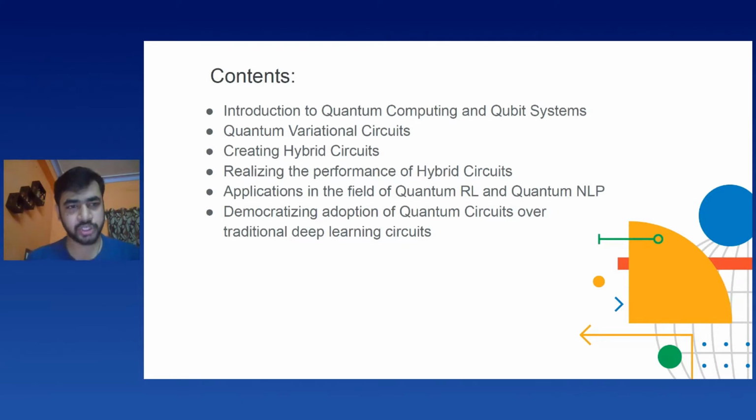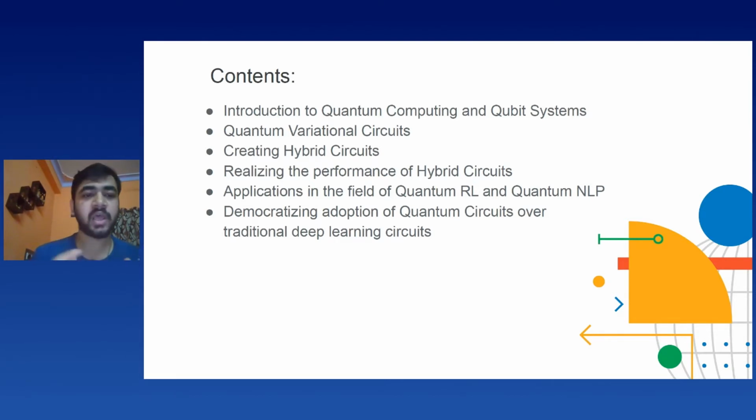So to start off, we'll be starting off with introduction to quantum computing and what does it mean? What are qubit systems? Quantum variational circuits. We'll be seeing about how to create hybrid circuits. These are circuits which employ both classical components as well as quantum components together. And we'll be seeing how these combined hybrid circuits provide so much of a boost in performance when it comes to task-agnostic machine learning, be it NLP, be it graph learning, be it reinforcement learning, or any kind of learning.